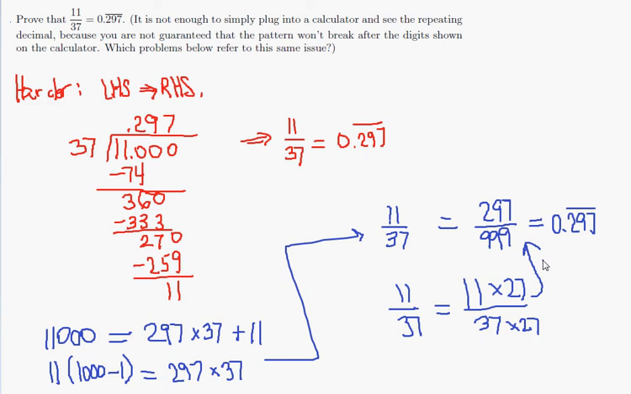So there's about 6 different ways of being able to prove that the fraction is equal to the decimal. They're all logically equivalent, of course, just taking the same idea and twisting it in different ways.